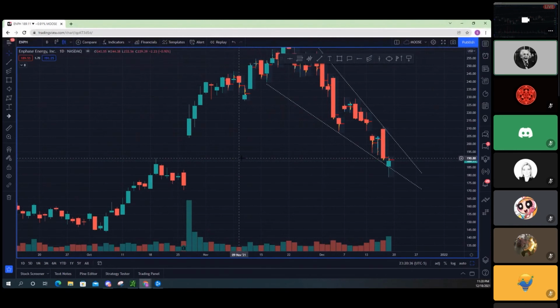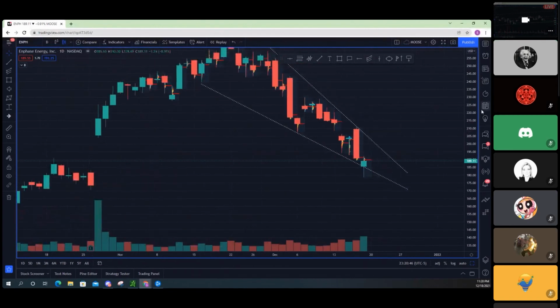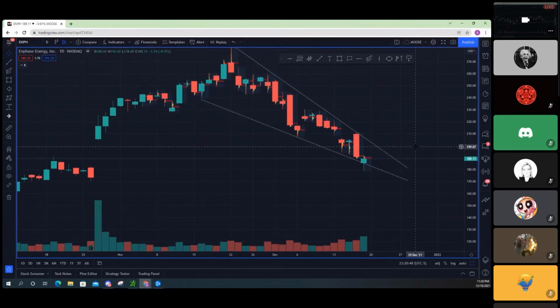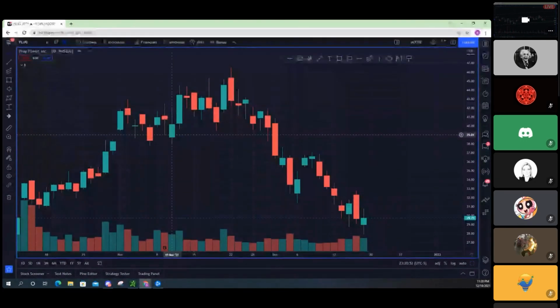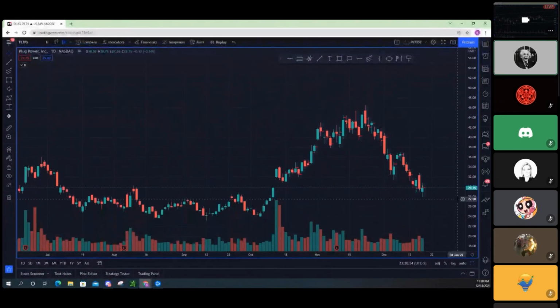Now, if we can get over the gap, about 190, let's say call it 191 on a good day, we get over it, this might fly. Plug looks like it too. Looks familiar or similar. No, yeah, that's identical.